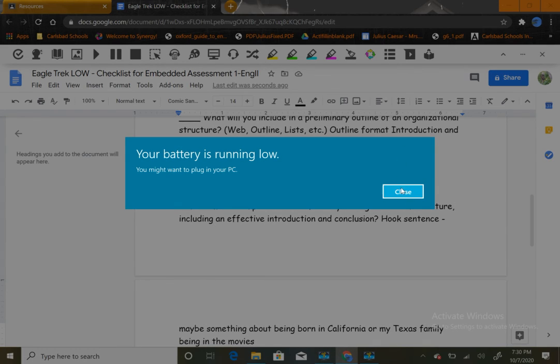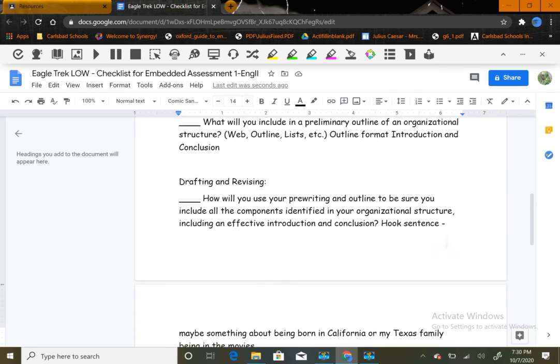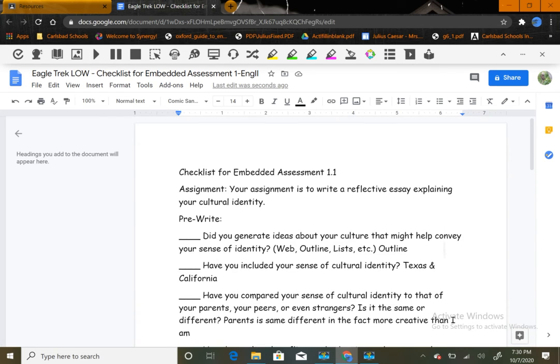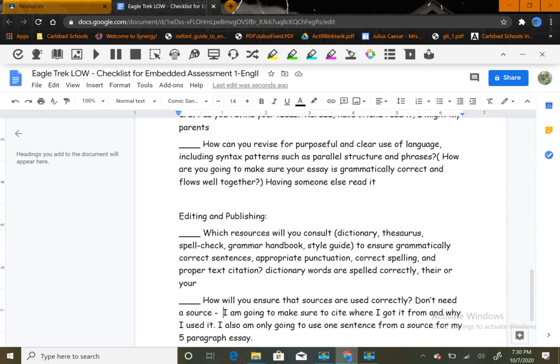Yes, I know my battery is running low. So, this is my outline, not yours. So if yours looks like my checklist, you're going to get a 50 because you didn't do your own work, and that's the best you can get. And so this is just an example of how to put it together. If you have any questions, please let me know and email me.